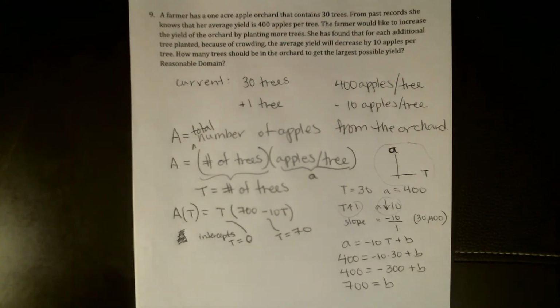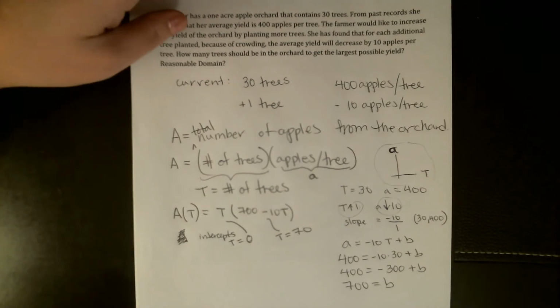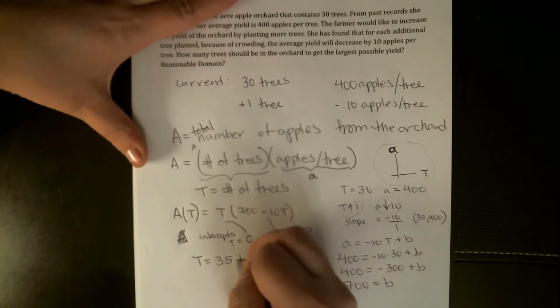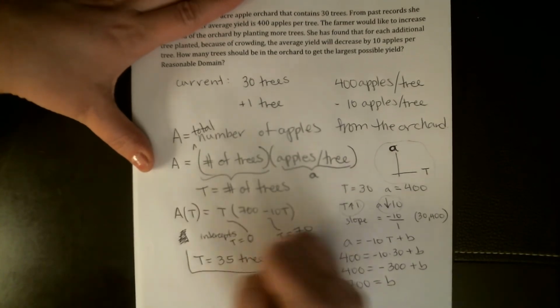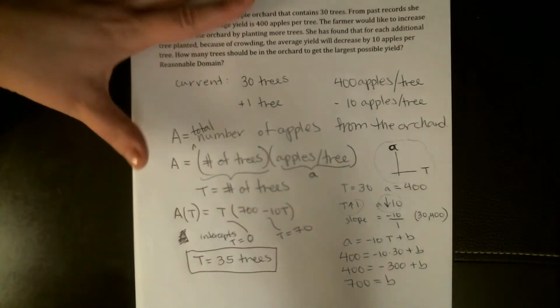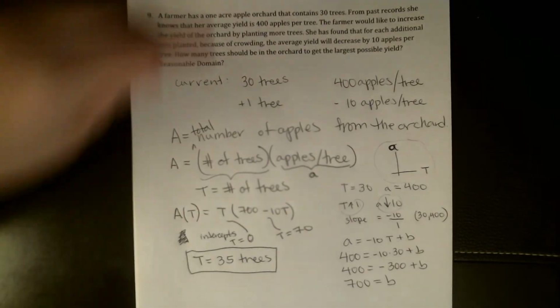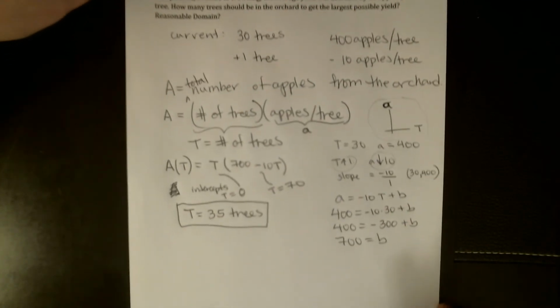We're looking for a maximum. We're not looking for the zeros. So the maximum should be right smack in the middle. And it looks like if we plant 35 trees, we will get maximum possible yield from the orchard based on the information given. Okay, so that's option number 1. I will show you option number 2 if you're interested in it.